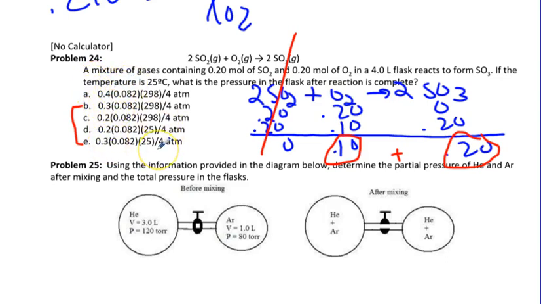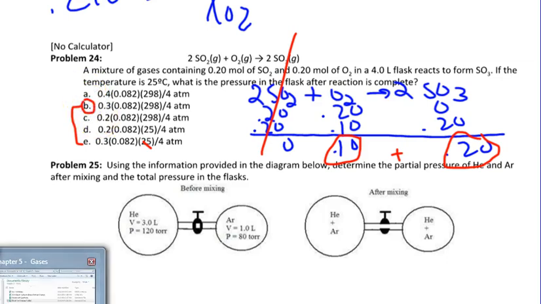This is like PV = nRT, solving for P. Here's my moles, RT divided by L. What's really the only thing that changes is my T value. This is 298, this is 25. Hopefully you say, well, that's dumb. They didn't convert to Kelvin. So B is your final answer.